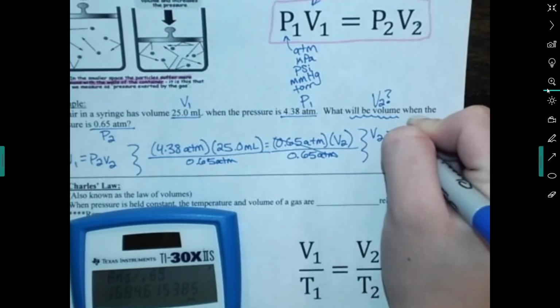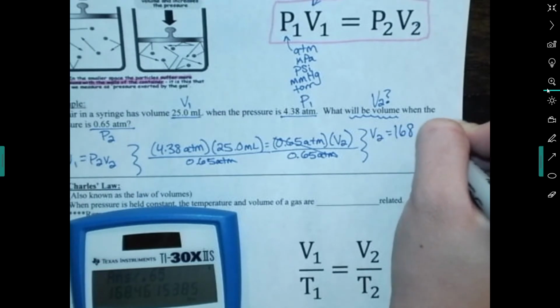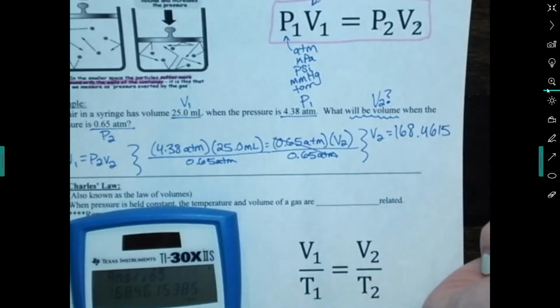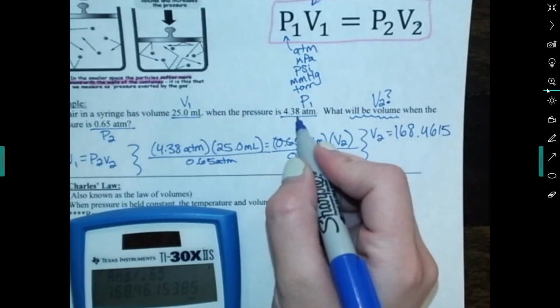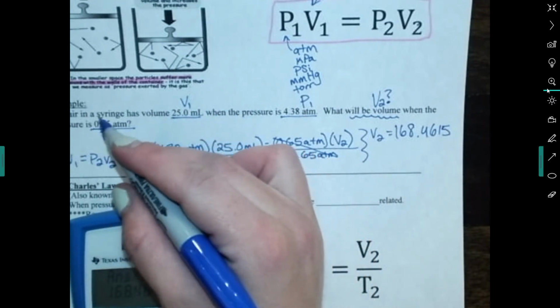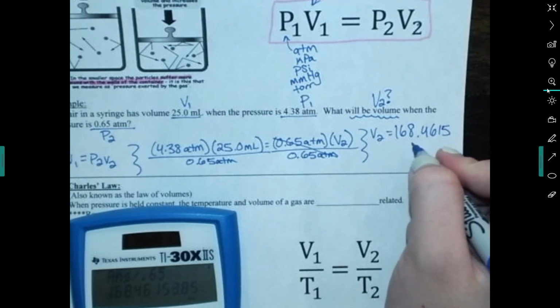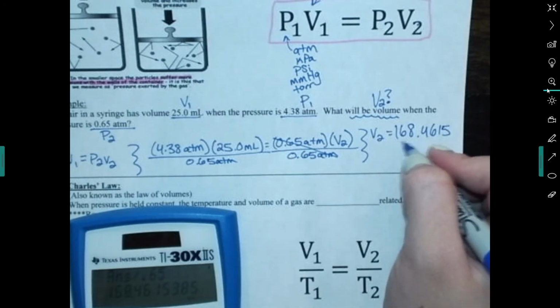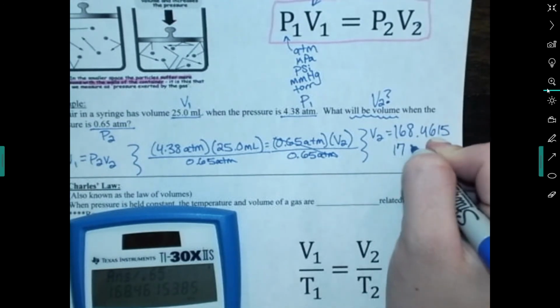So I'm going to write out my unrounded one. V2 is equal to 168.4615. And then how many sig figs do I need? Let's see, this has 3 sig figs, this has 3 sig figs, this only has 2 sig figs because leading zeros don't count. How do I round that to 2 sig figs? I'm going to have to round it to 170.